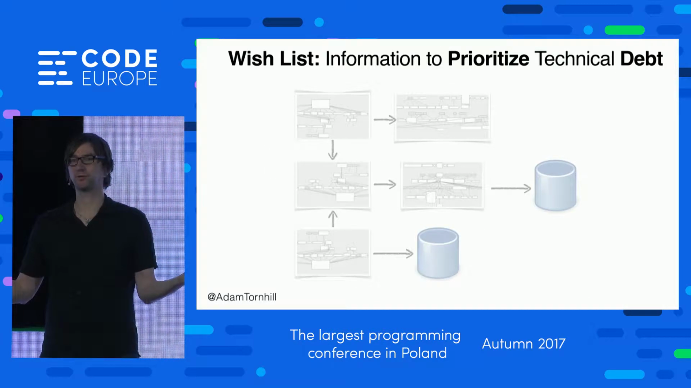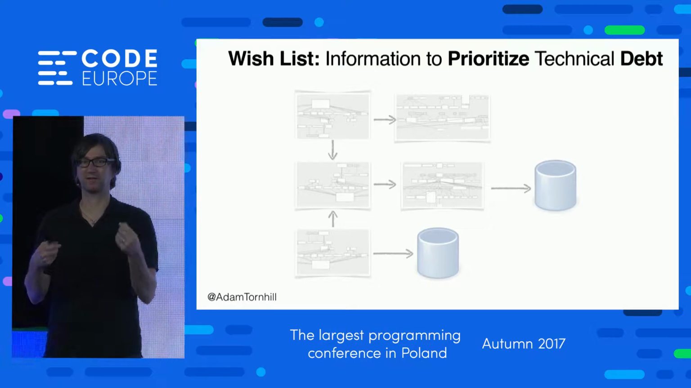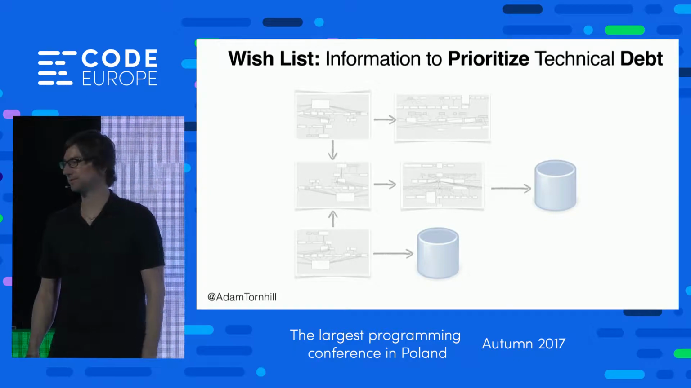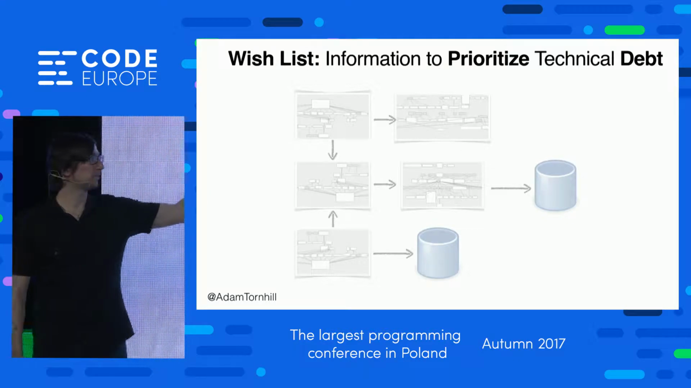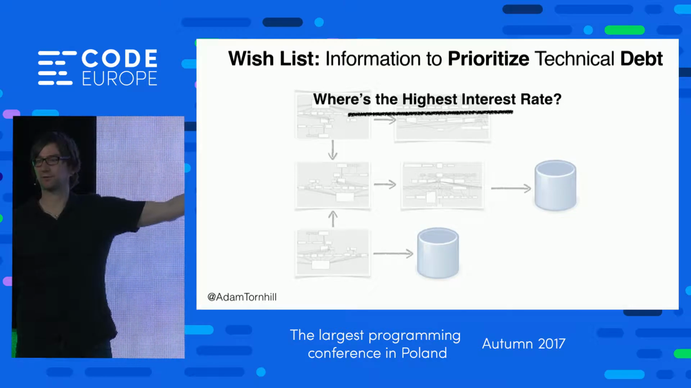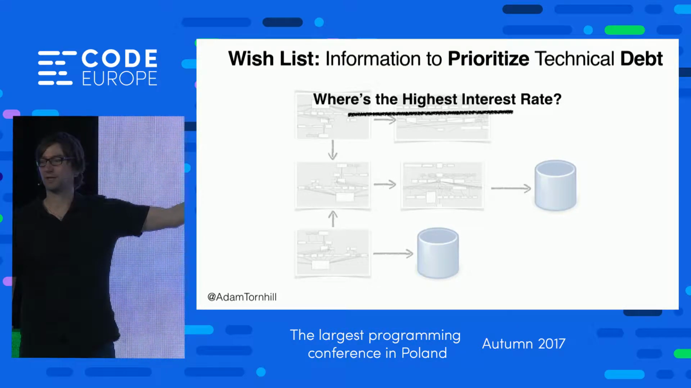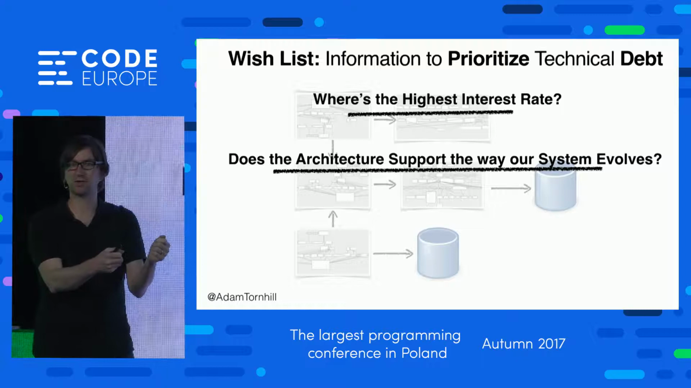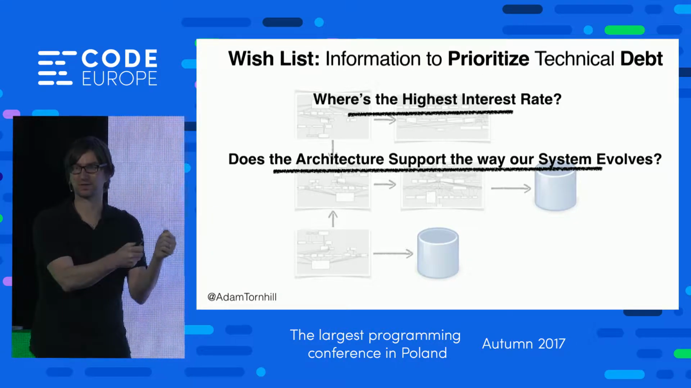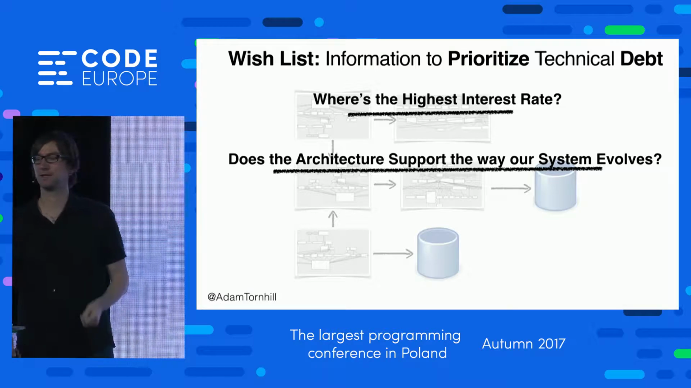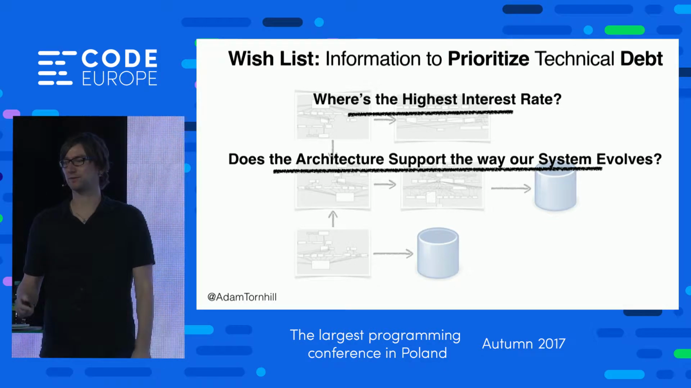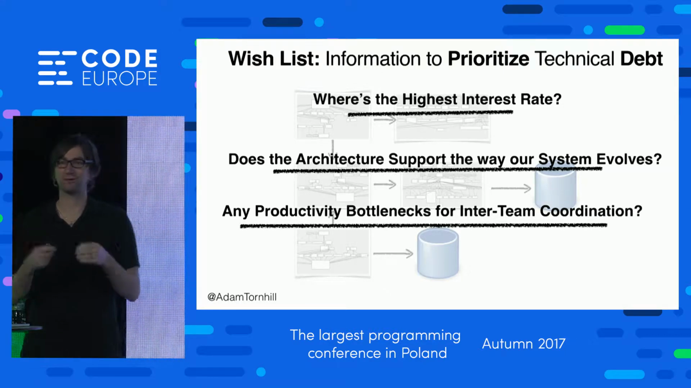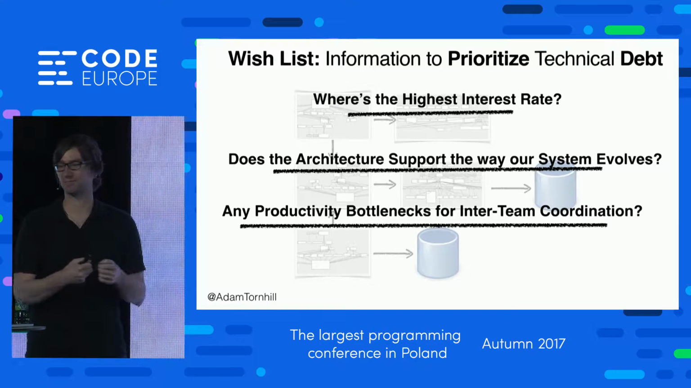Based on what I've told you so far, I put together a wish list of the ideal information we would need in order to prioritize technical debt. Let me show it to you. The first thing I would like to know is, where's the code with the highest interest rate? The second thing I would like to know is our architecture. Does it actually support the way our system evolves? Are we working with or against our architecture, which is actually quite common? And finally, and perhaps the most important point, are there any productivity bottlenecks for inter-team coordination? You know, those parts of the code where five different teams have to work together all the time.